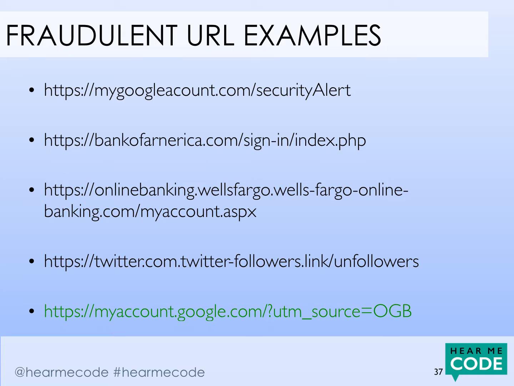And the fourth example is kind of similar, right? It looks like it's twitter.com, but it's actually twitter-followers.link, and you don't want to go there. And this fifth example in green here is actually a legitimate URL shown for contrast. The top level domain here is .com, the second level domain here is Google, so google.com. Taken together, that is a legitimate URL.